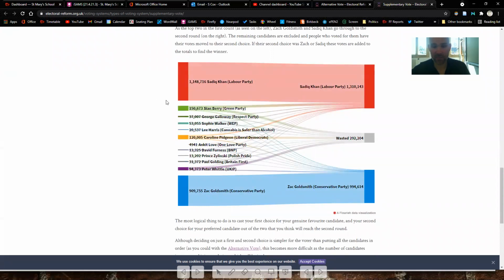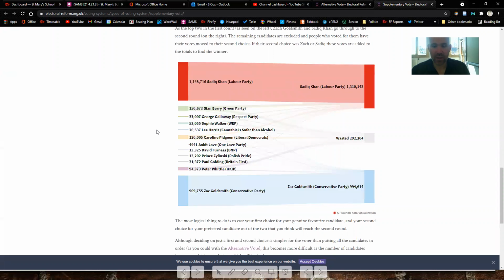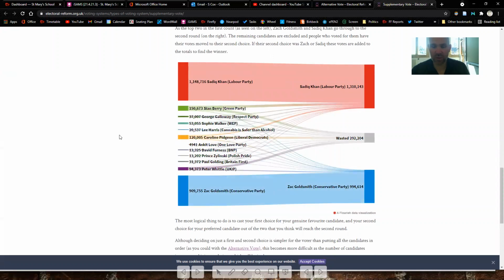So what they do is they eliminate all of the others, the Green Party, Respect Party, Lib Dems, UKIP, all the rest, and all of the independent ones. And then they immediately redistribute all of those back into the two that are remaining.